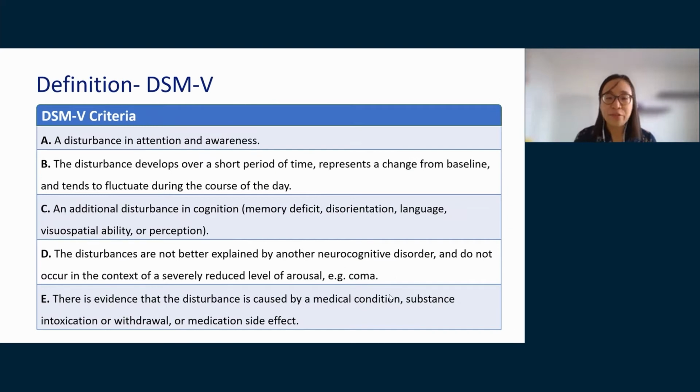Looking at the DSM-5 criteria, it's an updated version of the DSM-4. The cardinal features of DSM-5 are a disturbance in attention and awareness, and at least one additional cognitive feature that developed over a short period of time. Looking at criterion D, it's quite interesting that in DSM-5, it specifically excludes coma from being labeled as delirium. The DSM-5 also provided a broader list of causes of delirium.